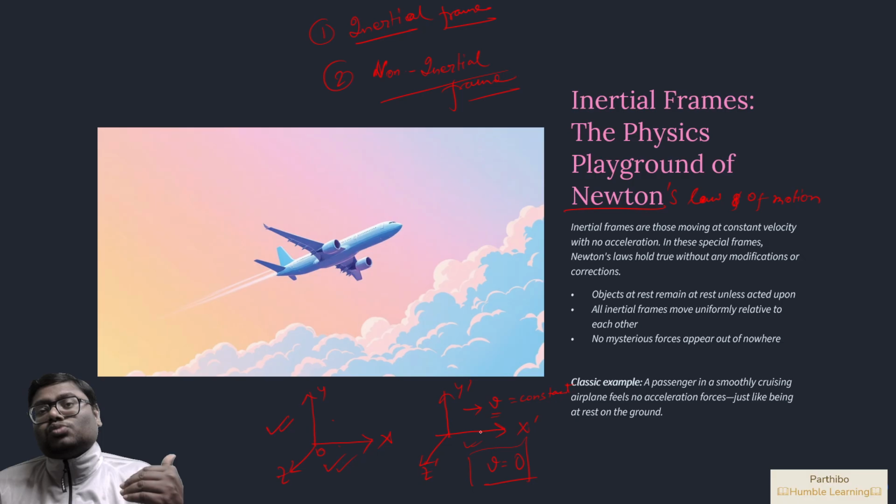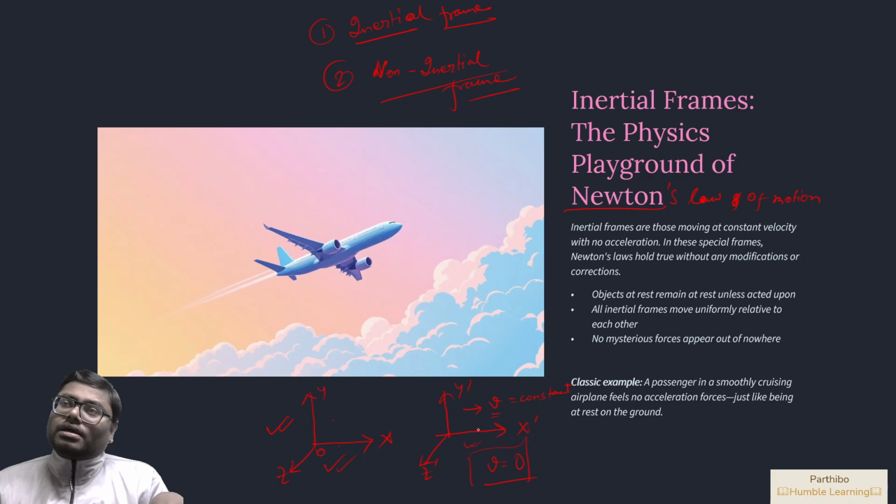And the second law of motion states that if there is a force acting on a body, then the rate of change of momentum will be in the direction of the applied force. So let it be, mainly we'll be focusing on Newton's first law. So Newton's first law is related to inertia. So all inertial frames move uniformly relative to each other.